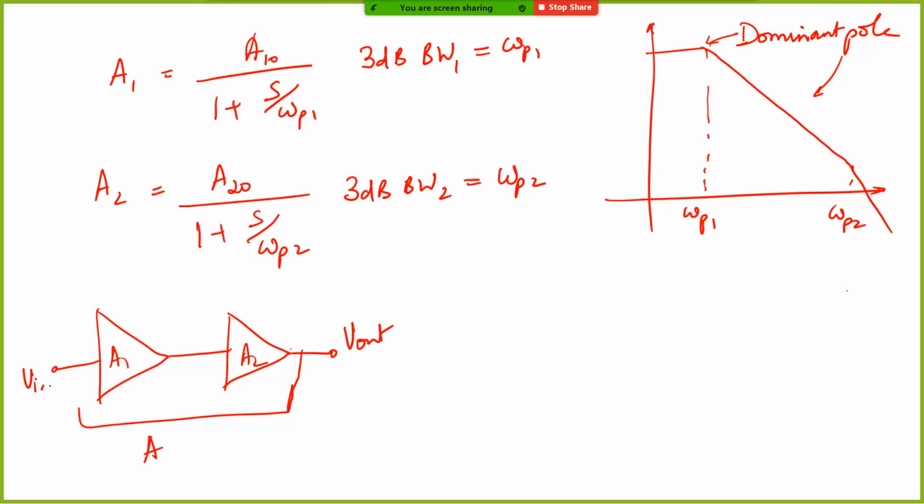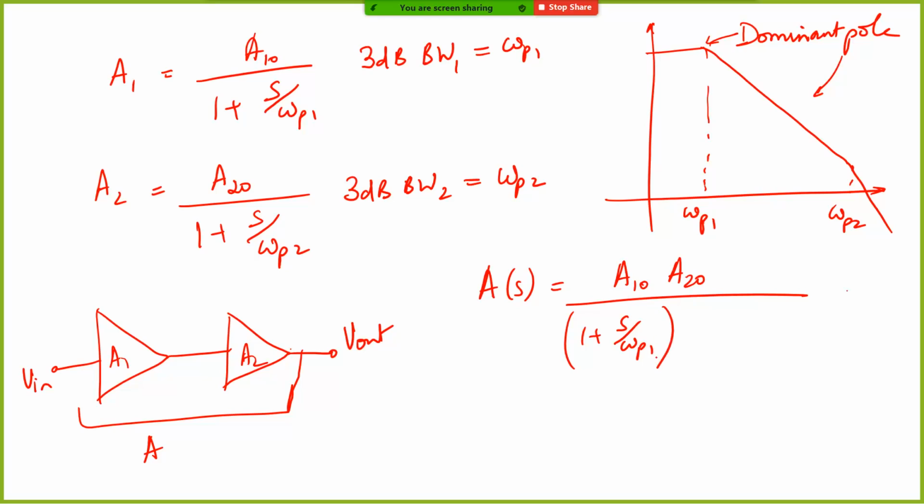So then A of S can be written as A10 A20 divided by 1 plus S by omega p1 into 1 plus S by omega p2. Right? So now you have a two-pole system, and the frequency response of this is going to be different. Now again, just as a side note, if you expand the denominator, you will basically get an S squared term, an S term, and a constant term.